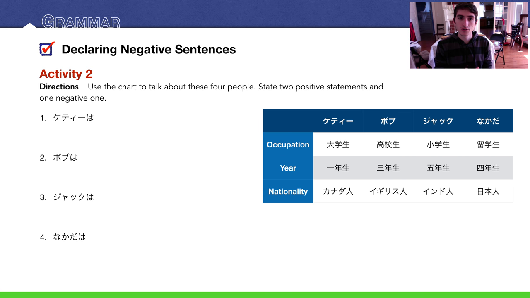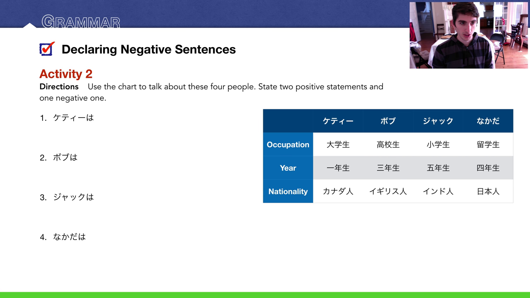Another activity, use the chart to talk about these four people. We need to state two positive sentences and one negative one. This is a very subjective activity, so you can answer these really any way you want. I'm sure there's a number of ways you can answer this. I'm going to give some answers. They are all correct. If yours match mine, fantastic. Pause the video if you want to solve it on your own. I'm going to do it right now.